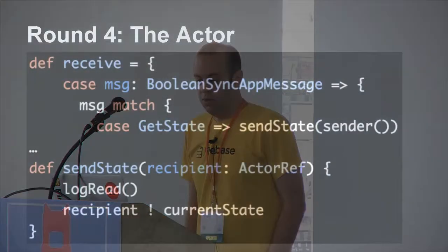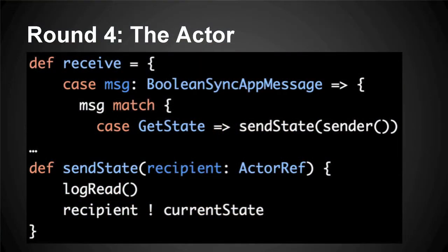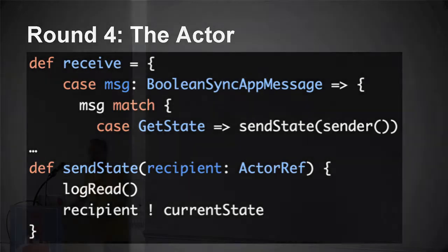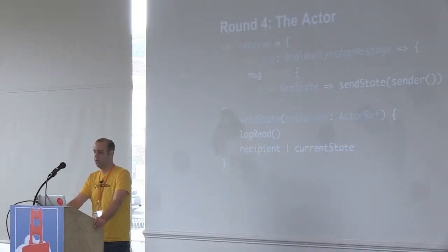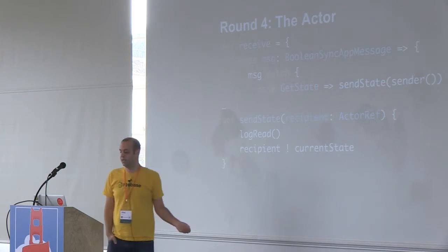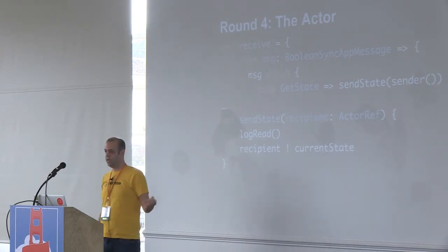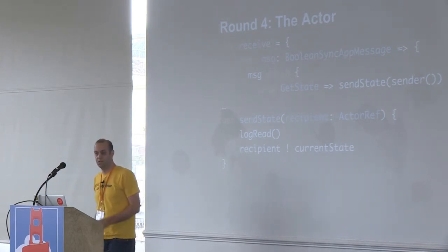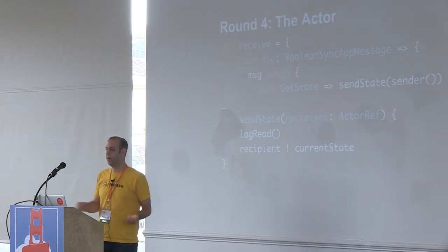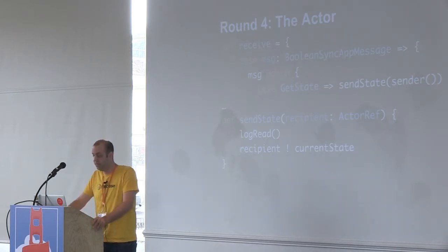And this is what a snippet of the actor looks like. So the receive method is the behavior function for the actor. It gets called with the messages in the mailbox, one at a time. And this little snippet here is how we might implement the get state message. We grab the sender for the message, and we log our read and send the state back to the sender, which is going to complete that future and kick back over to the Netty pipeline.